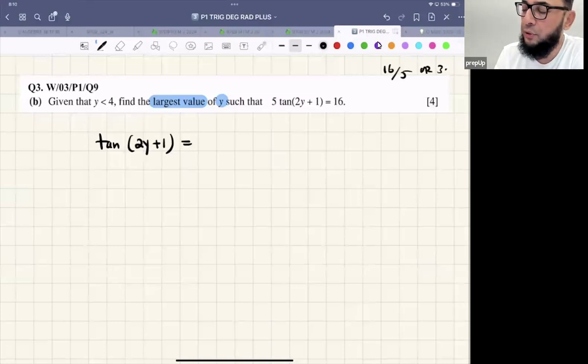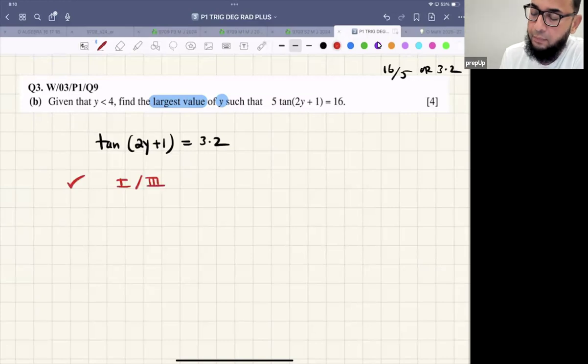That comes out to be 3.2. So this comes out to be 3.2. And now it's a 4-step question. The first step is tangent is positive in first and third quadrant. Now the range is specified over here, okay? And this 4 without degree sign, that means it's in radians.